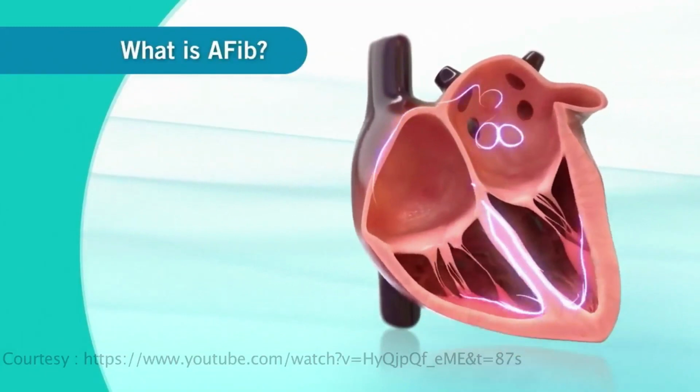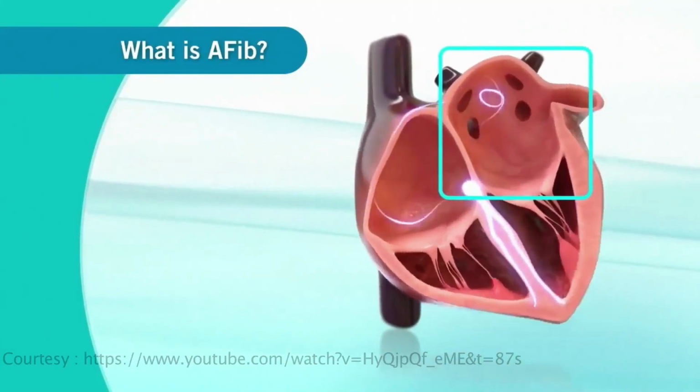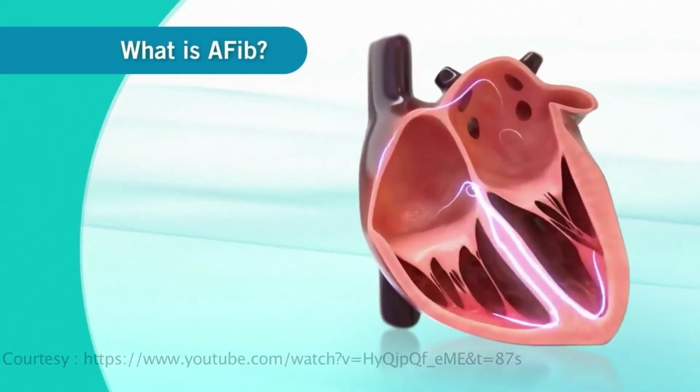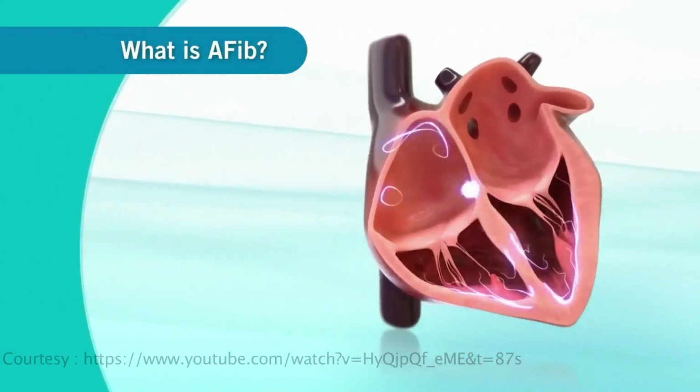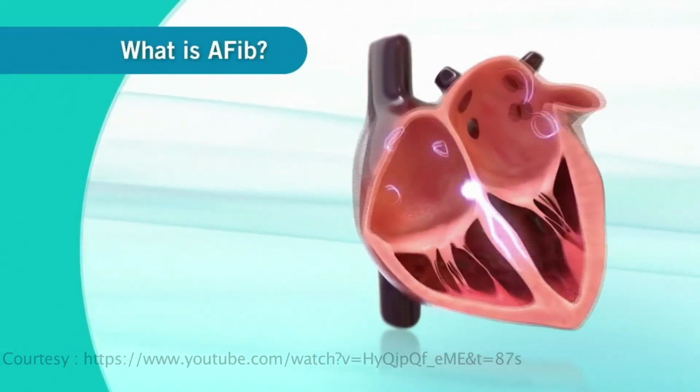AFib occurs when electrical signals start in the wrong place and misfire. The faulty signals cause the atria to quiver and not contract completely. Notice how the signals spread in a rapid, disorganized way.